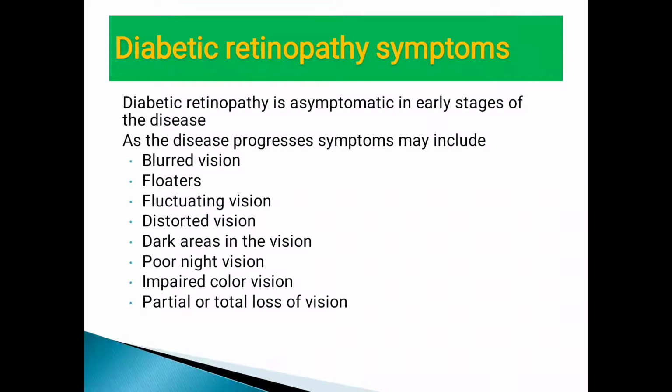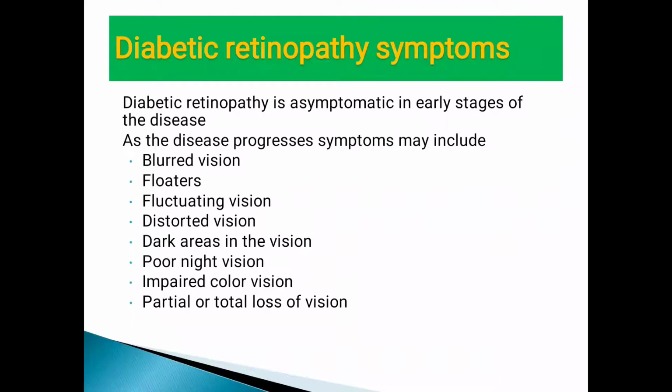Color vision is a function of the macula. So if the macula is affected, then the color vision may be impaired. And lastly, there is partial and total loss of vision. So most of the symptoms are related to vision. There are no external symptoms like pain, itching, redness of the eye, or discharge from the eye.